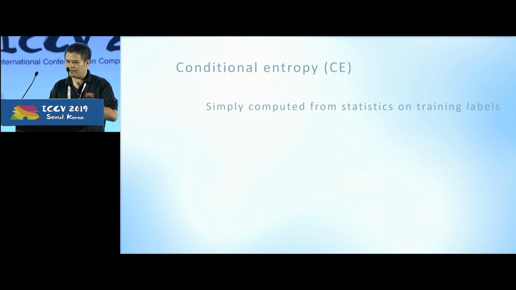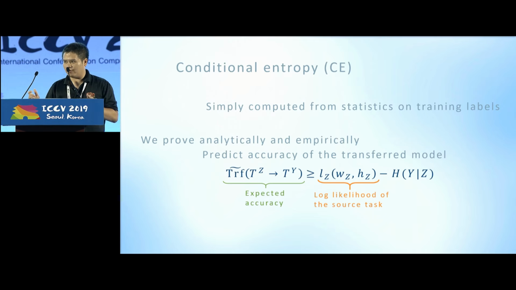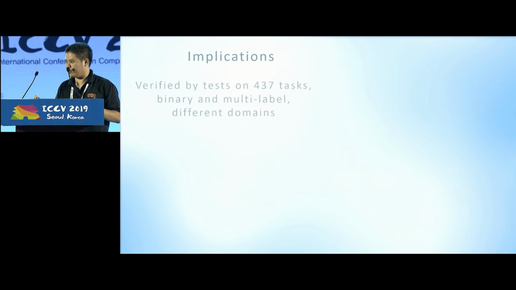It is very simple, but we prove analytically and empirically that it can predict well the accuracy of the transfer model. It means that the expected accuracy of the target network will have a lower bound given by the log likelihood of the source network minus the conditional entropy. So if the source was well trained, a smaller conditional entropy leads to a better transfer model.